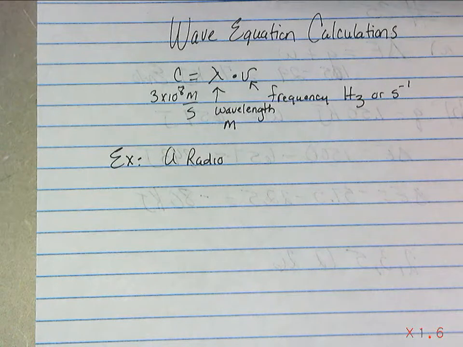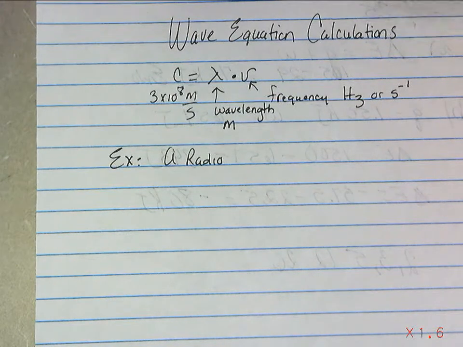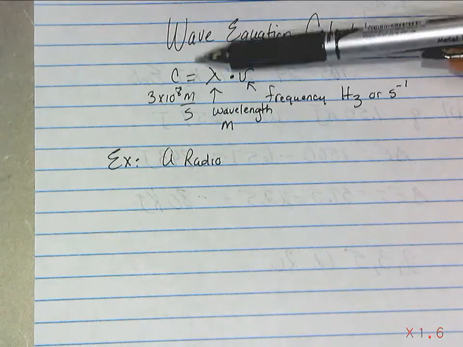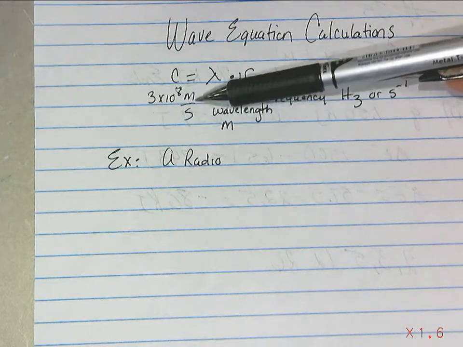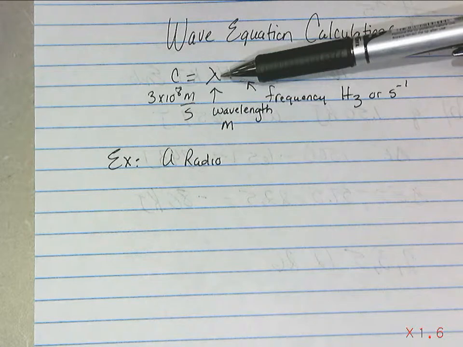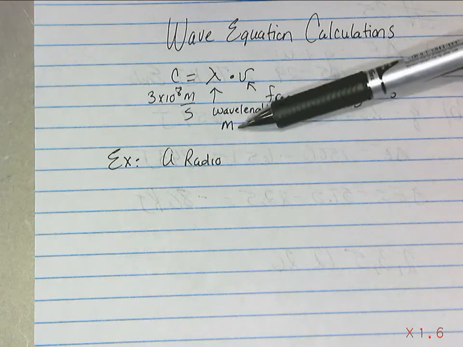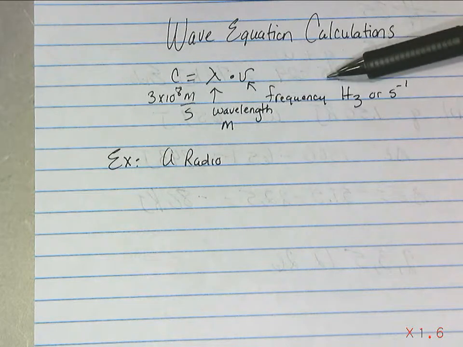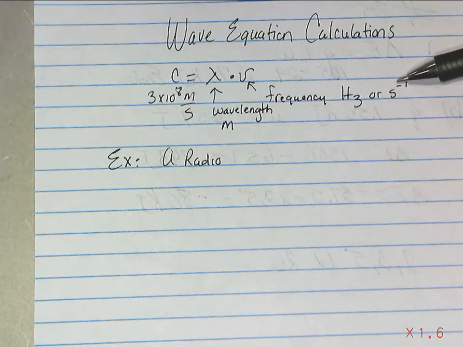Okay, so I'm doing wave equation calculations. The first equation is c equals lambda nu. c stands for 3 times 10 to the 8th meters per second. Lambda stands for wavelength. It's always in meters. Nu is frequency. The units are hertz or inverse seconds.